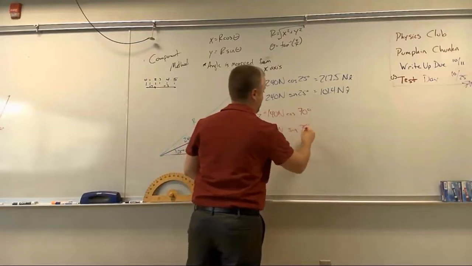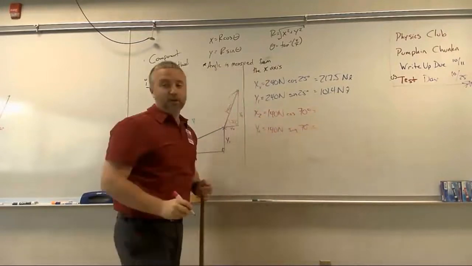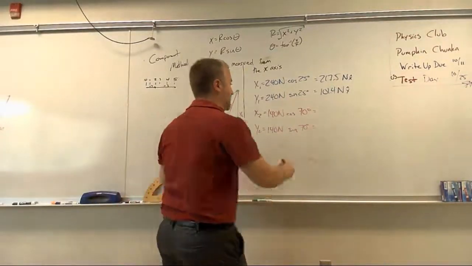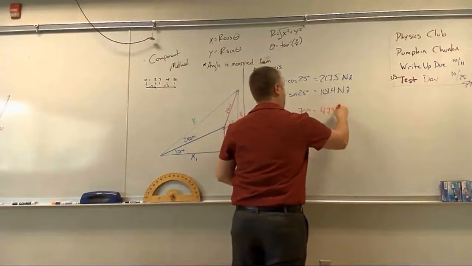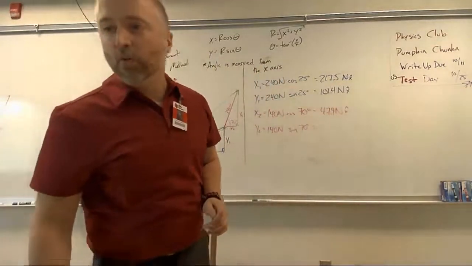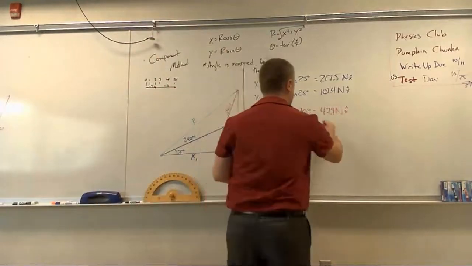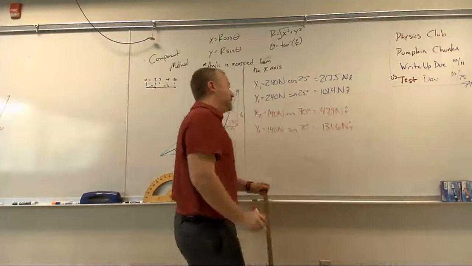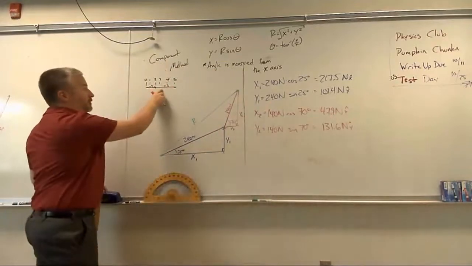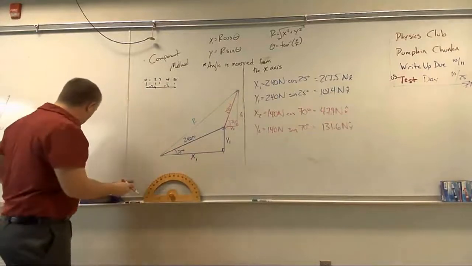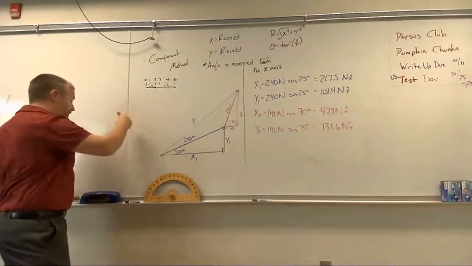Sine of 70 degrees. Punch that in, and I get 47.9 newtons x hat and 131.6 newtons y hat. So now I've got how much these are. What do I need to do to figure out how far it goes along the x and the y? Well, you simply do what it does here.